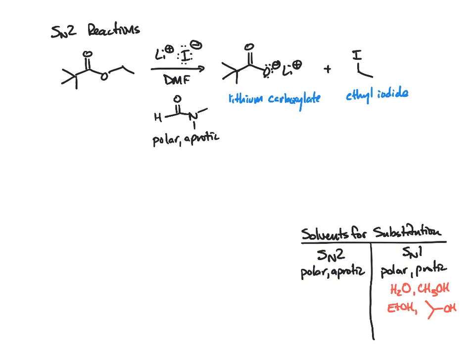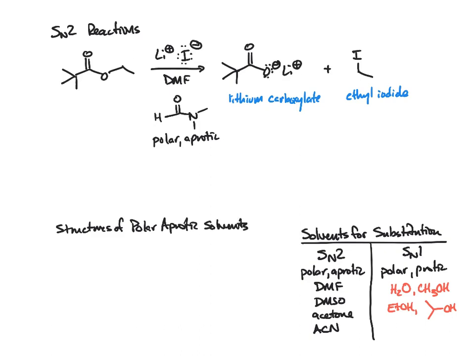Let me put the abbreviations, and then I'll actually draw out the solvents so you can see. The one above was DMF. We saw DMSO in class. Acetone is a good one. Acetonitrile. So what exactly are these? I'll draw those out. So, structures of polar aprotic solvents.